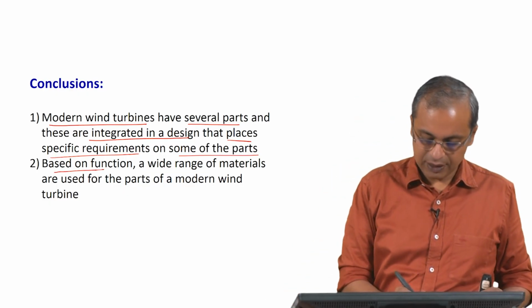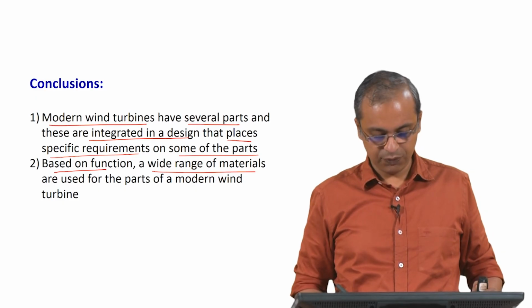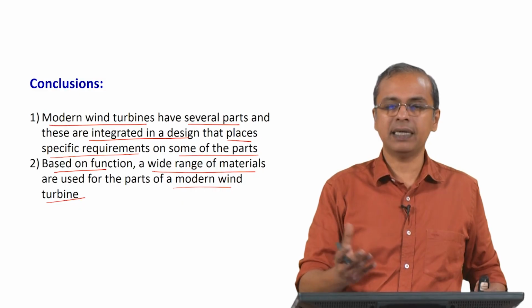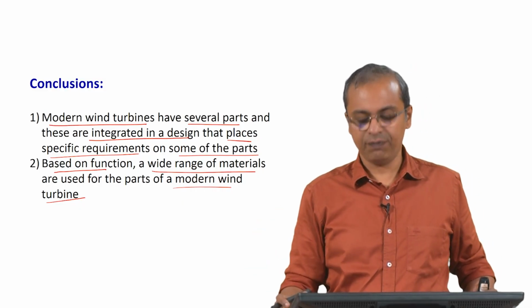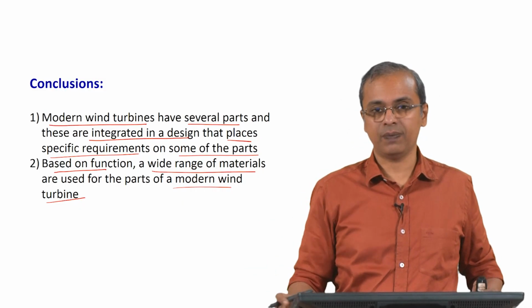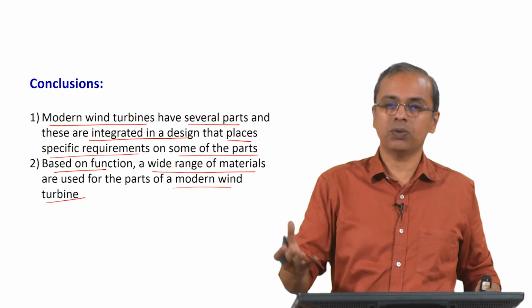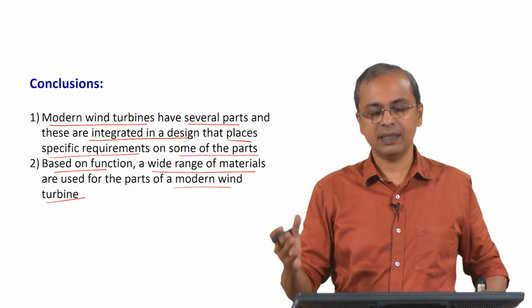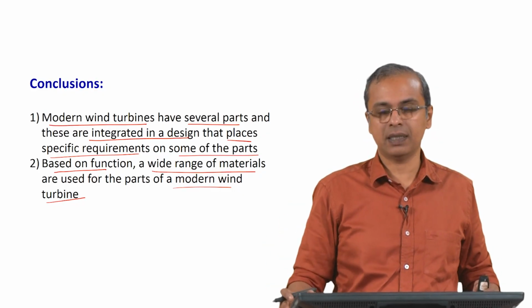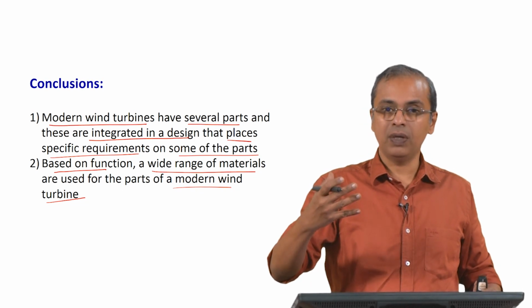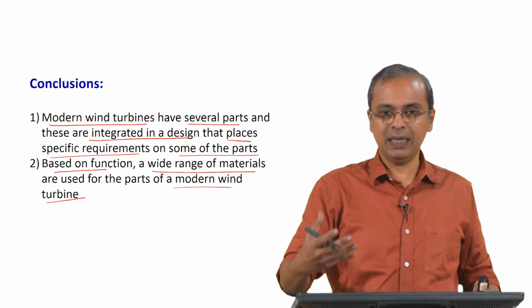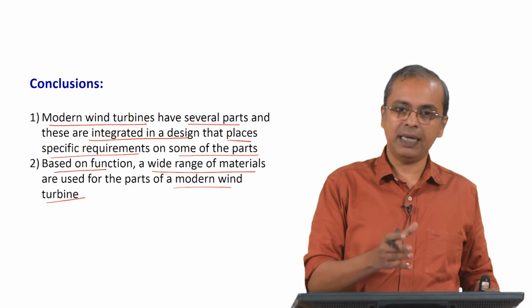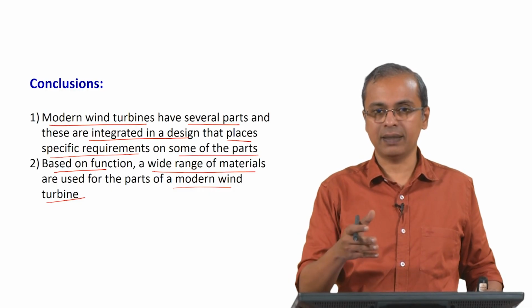And based on the function, a wide range of materials are being used for the various parts of a modern wind turbine. And as you can expect with any technology, this is always an evolving situation, and that is why there is so much research in all of this. There are R&D groups both in universities as well as in companies that make these parts, which are actively trying to get a better part or a better material which will satisfy those property requirements while also meeting cost, lifetime, recyclability and so on.